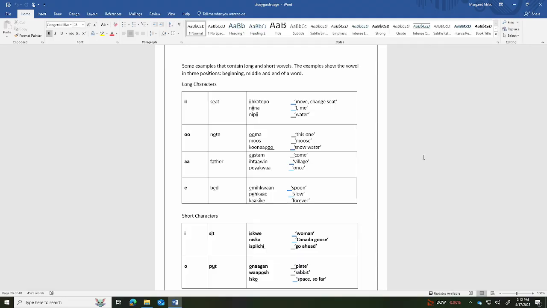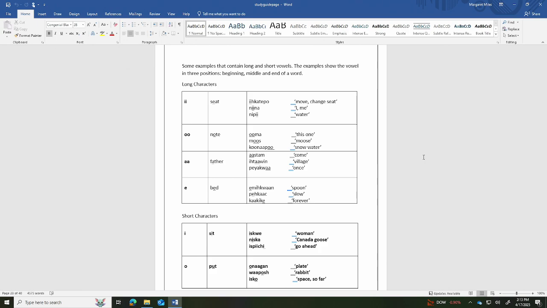The long A sound. Astam, meaning come or come here. Ihtawan. Meaning village. Beaqua. You can hear the long A sound at the end of the word. Beaqua, meaning once.